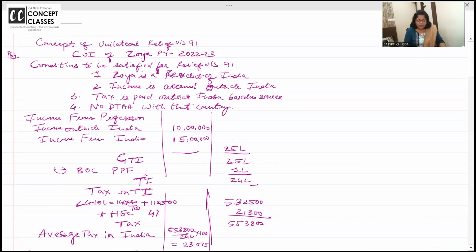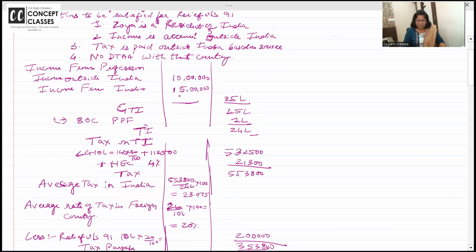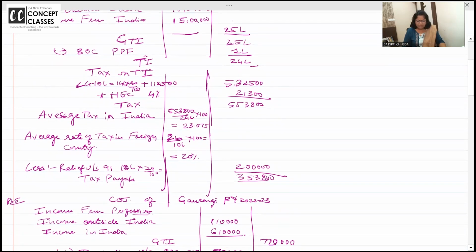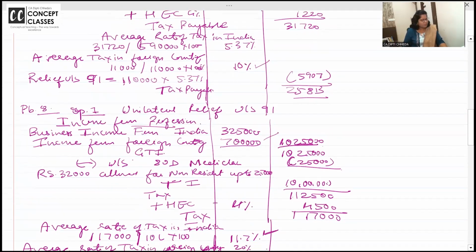Right. Now Zoyo is a resident of India. Yes. He has income outside India. Yes. He has paid tax outside India. Yes. And we don't have a DTAA. Then can we give him a relief in India? Yes. Add income in India and outside India, give the PPF deduction, everything. Now, what is the tax on total income in India? After adding full surcharge and cess, 23%. What is the average rate of tax in the home country? 20%. Whichever is lower, that much relief you will give. Clear to all of you?